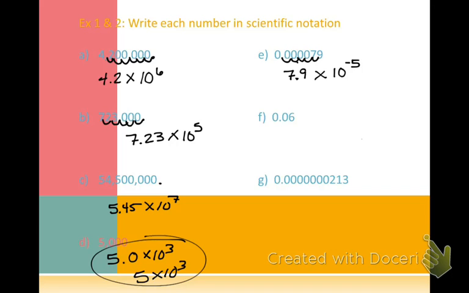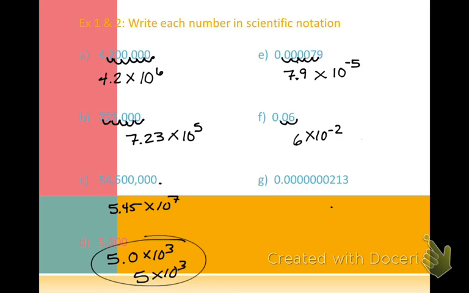All right, good. So tell me what to do for 6. I mean F. You take the decimal and you move it over 2 places? Okay. So it would be what? 6 times 10 to the negative 2. Very good.